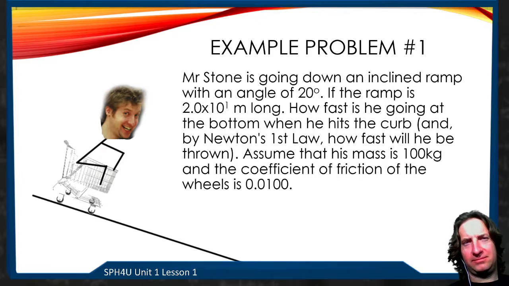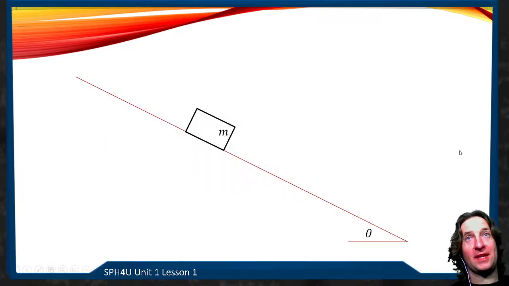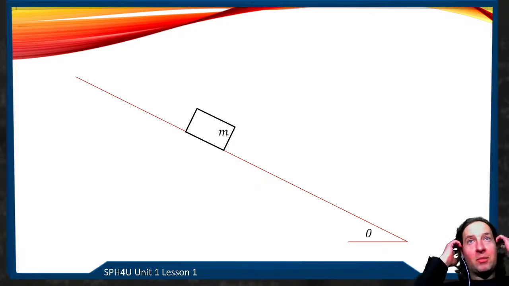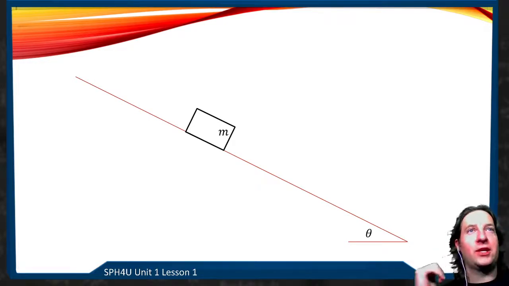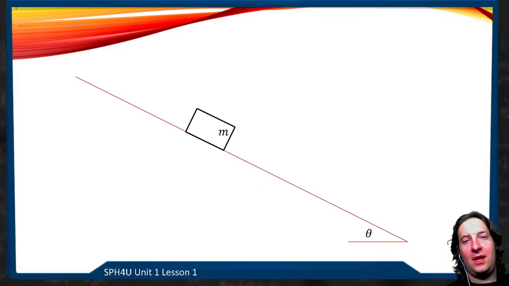So the picture looks a bit complicated, but let's simplify it. This is how it's done in physics. We always do that. We take our picture and we make it simple. We have our inclined plane. We have an angle of 20 degrees. We said that's our theta there. And we have our mass, m, and we're going to use just a box to represent it.